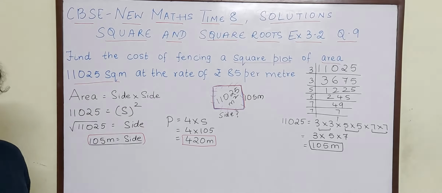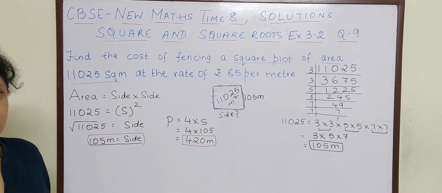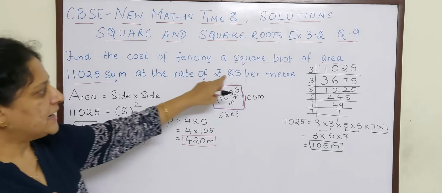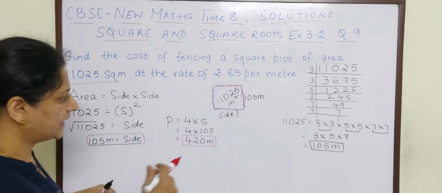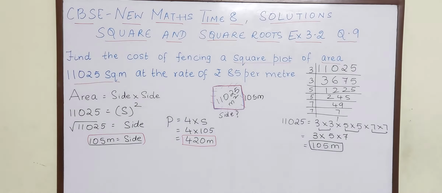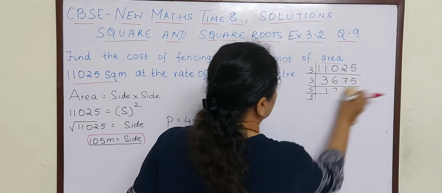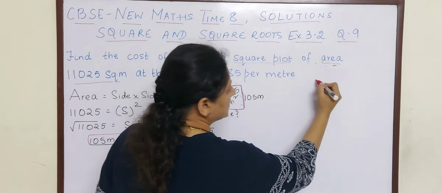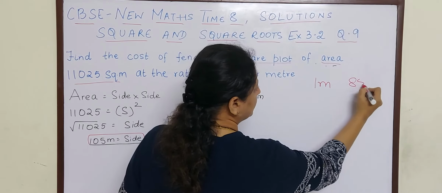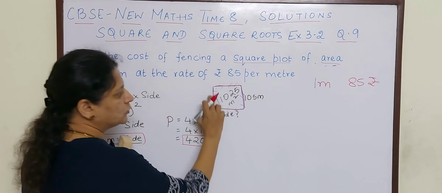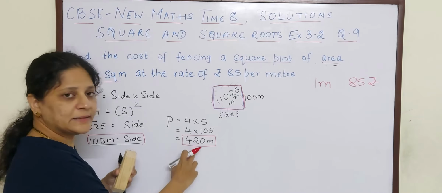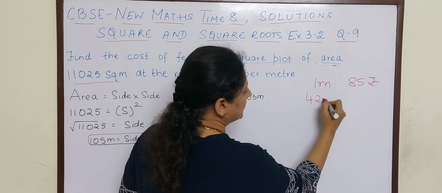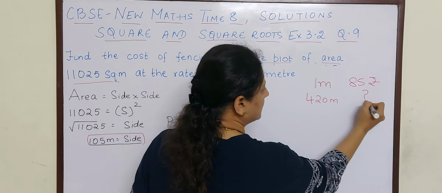Now we have come to the last part of the question. Find the cost. So we have to find how much we have to pay if the rate is 85 rupees per meter. That means our third step is to find the cost. So for 1 meter we have to shell out 85 rupees. So 1 meter 85 rupees. So to fence 420 meter, because that is the perimeter, what will be the cost?